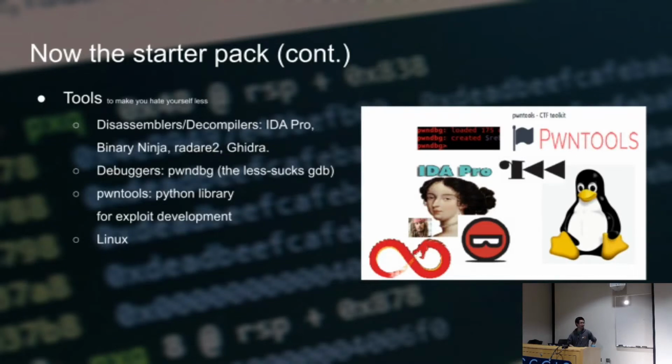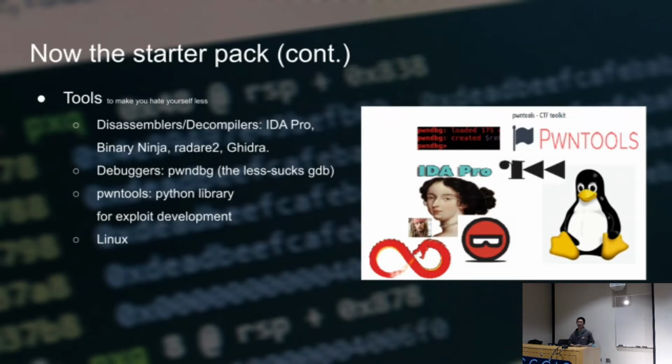The next class of tool is debuggers. The one that I use right now is basically the enhanced version of GDB. It's called Pwndbg. That's what it's called on the GitHub repo. I'm gonna show you what it can do later. But basically, it helps you see everything inside memory way better than the original GDB. And the library that I mentioned before, written in Python, is PwnTools.